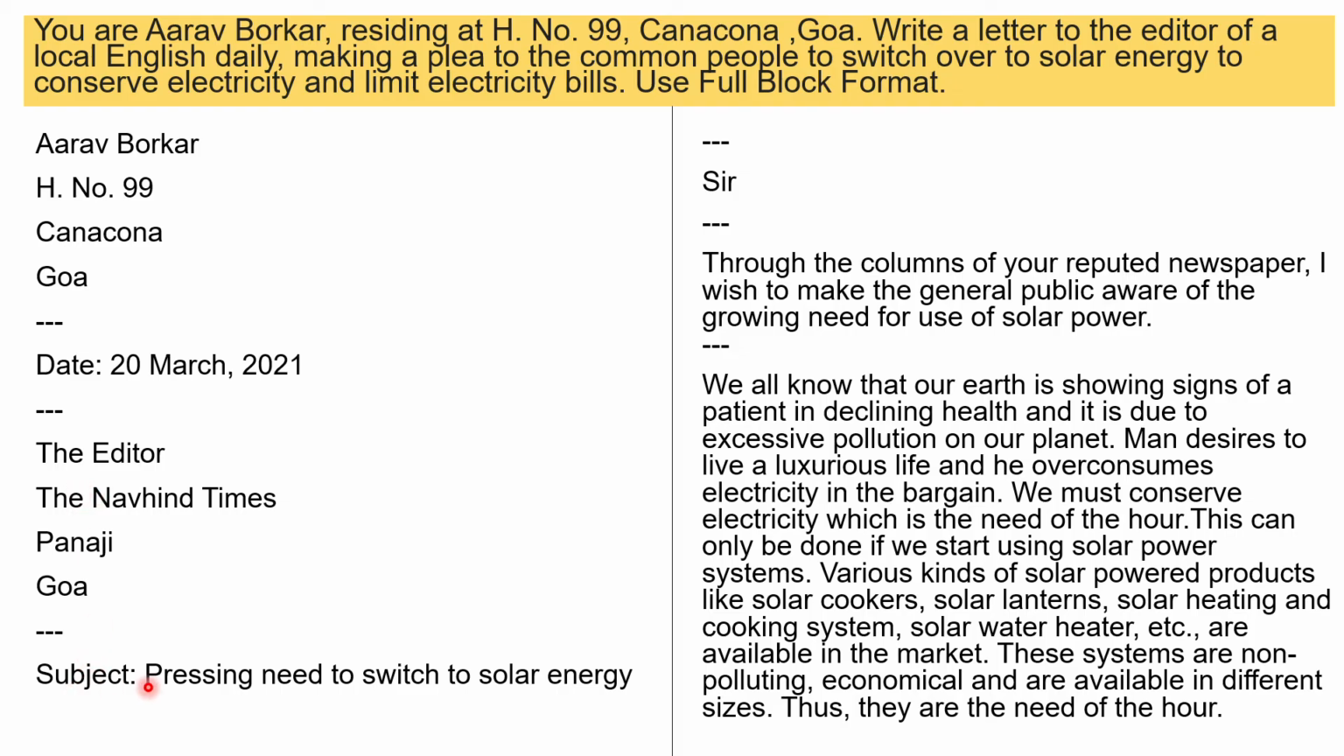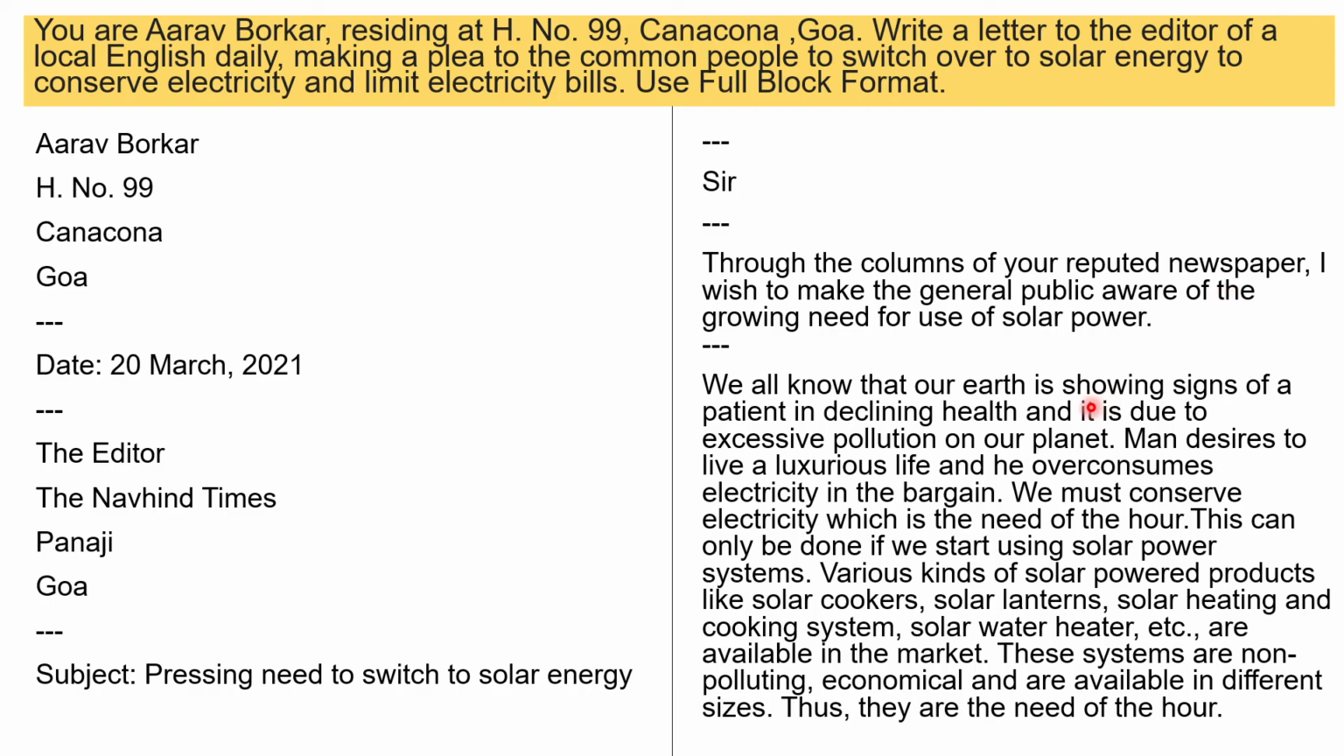Then you leave a line and you will write the subject in brief. What is the subject? Plea to the people to switch over to solar energy. So the pressing need to switch to solar energy. A brief subject. The word subject ought to be written in full. Okay, then you leave a line and you will write sir. If you want, you can write ma'am. Then you leave a line and you start with a short introduction through the columns of your reputed newspaper. I wish to make the general public aware of the growing need for use of solar power. That's enough as your introduction. Leave a line and get into your actual topic. This is what we mean by brevity and formal nature of a letter, the tone.